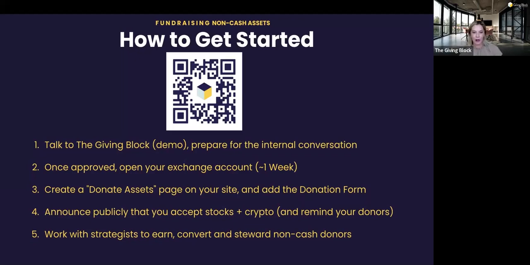And now our DAF, which is something we rolled out relatively recently. And then we have a whole crypto success strategy team for you to work with to help you know all the tips and tricks and learn all of the ins and outs of how to do this non-cash asset fundraising and leverage those younger donors.